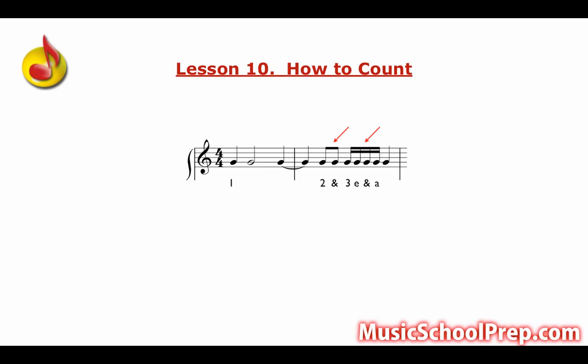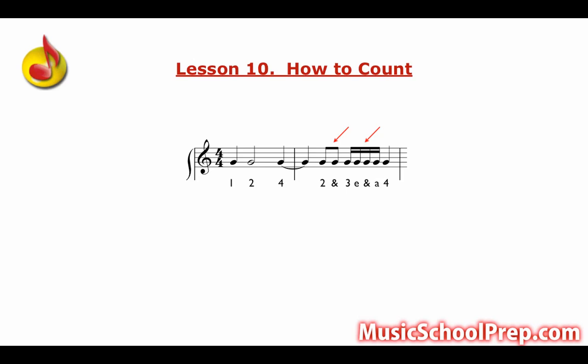Let me count and play this for you twice over. 1, 2, 4, 2 and 3 and a 4. 1, 2, 4, 2 and 3 and a 4. As you can see, we utilized a tie across measures. In different timing schemes, ties can be used this way to add very interesting syncopation.